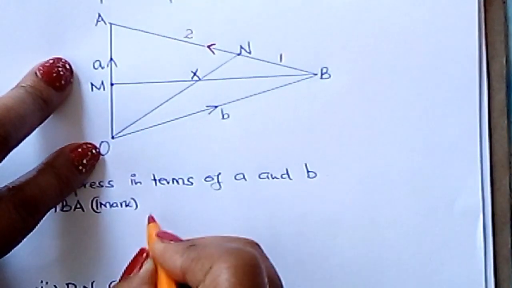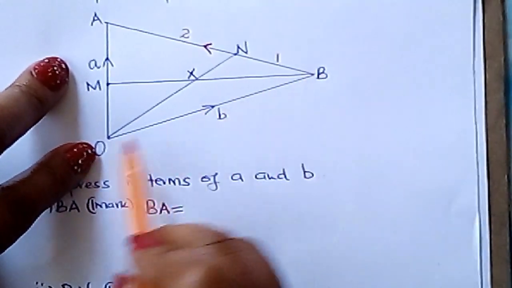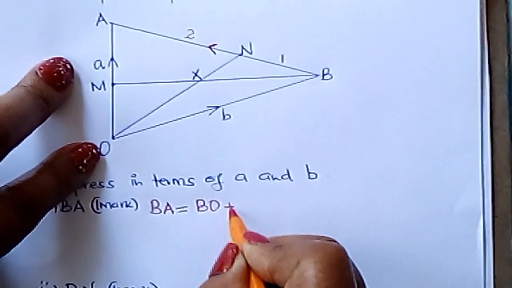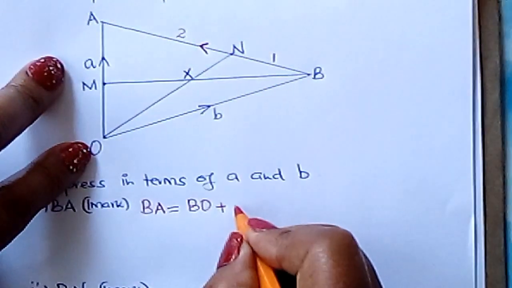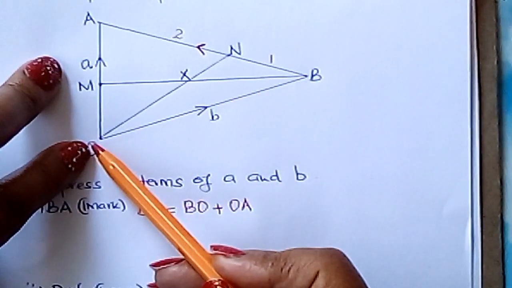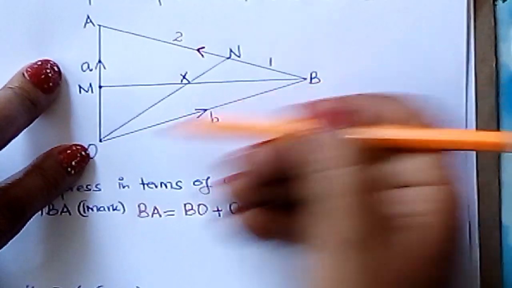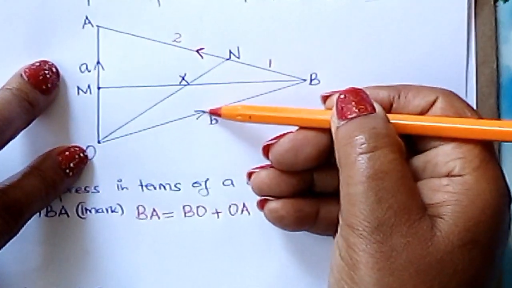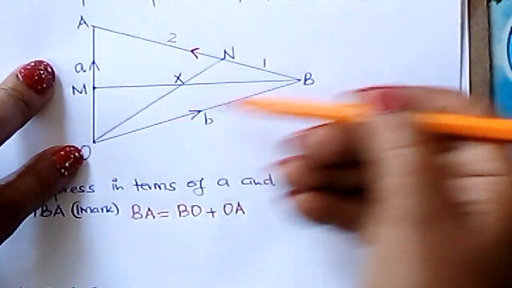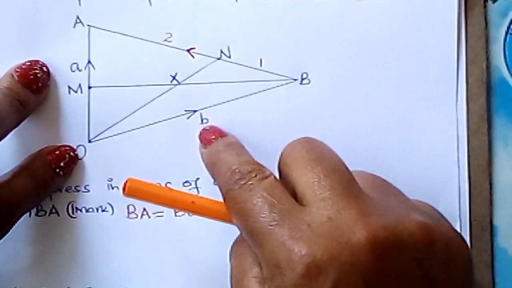So you come and write that, learner. Vector BA is equal to BO plus OA. We go back to our diagram. BO is the same as minus OB. If you go like this, you are going against this arrow here, and therefore it is the same as minus OB, which is the same as minus B. So in short, BA is the same as minus small b.